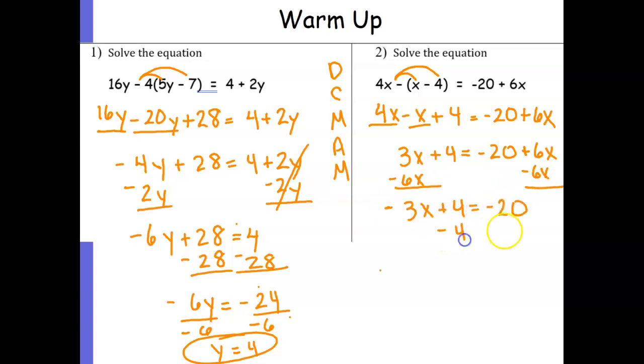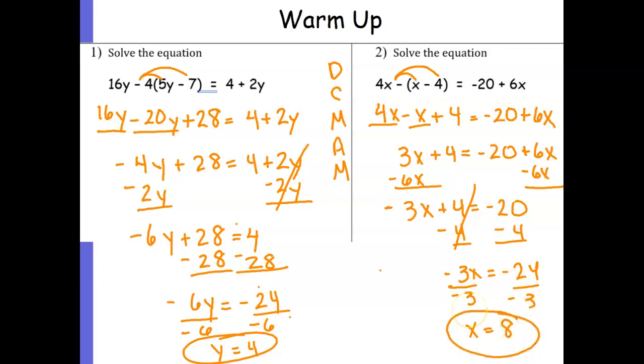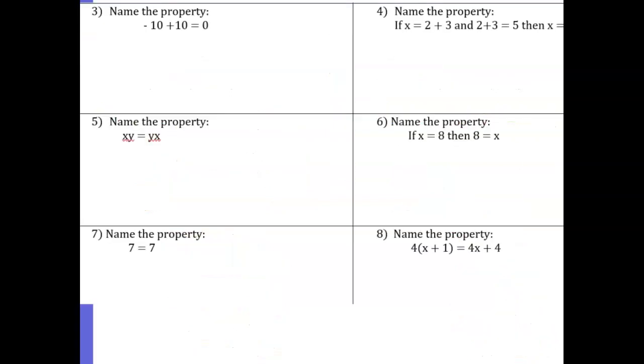And then I'm going to subtract the constant, which is 4. So negative 3x is equal to negative 24. Our final step is to divide by the coefficient. And we get x is going to be equal to 8. So there's our warm-up. In the warm-up as well, we reviewed some properties.